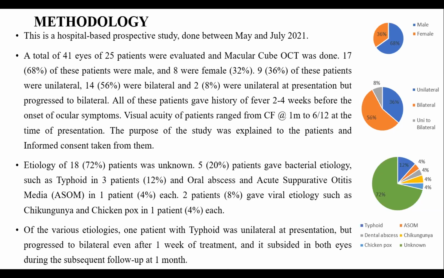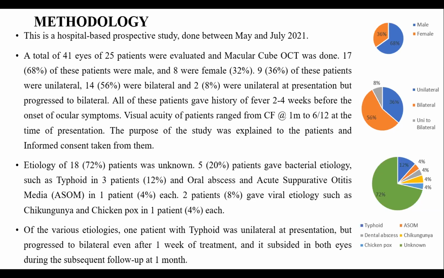We included patients of the age group 20 to 60 years with history of fever in the past 1 month with complaints of diminution of vision. A total of 41 eyes of 25 patients were evaluated and macular cube OCT was done. 17, that is 68% of these patients, were male and 8 were female. 9, that is 36% of these patients, were unilateral. 14 were bilateral, and 2 patients were unilateral at presentation but progressed to bilaterality.